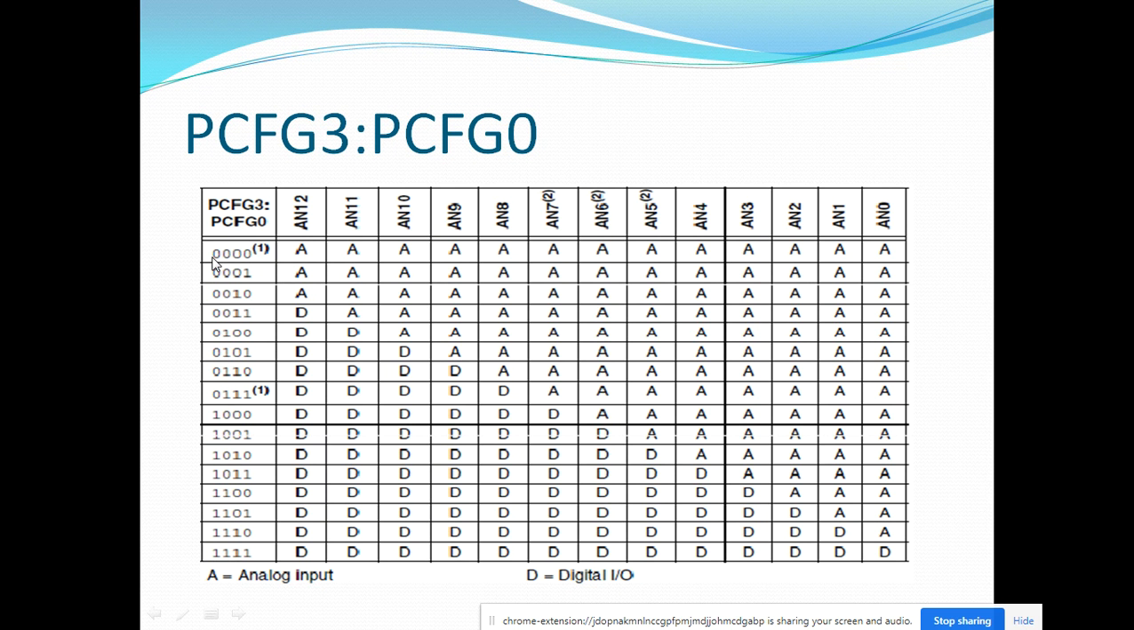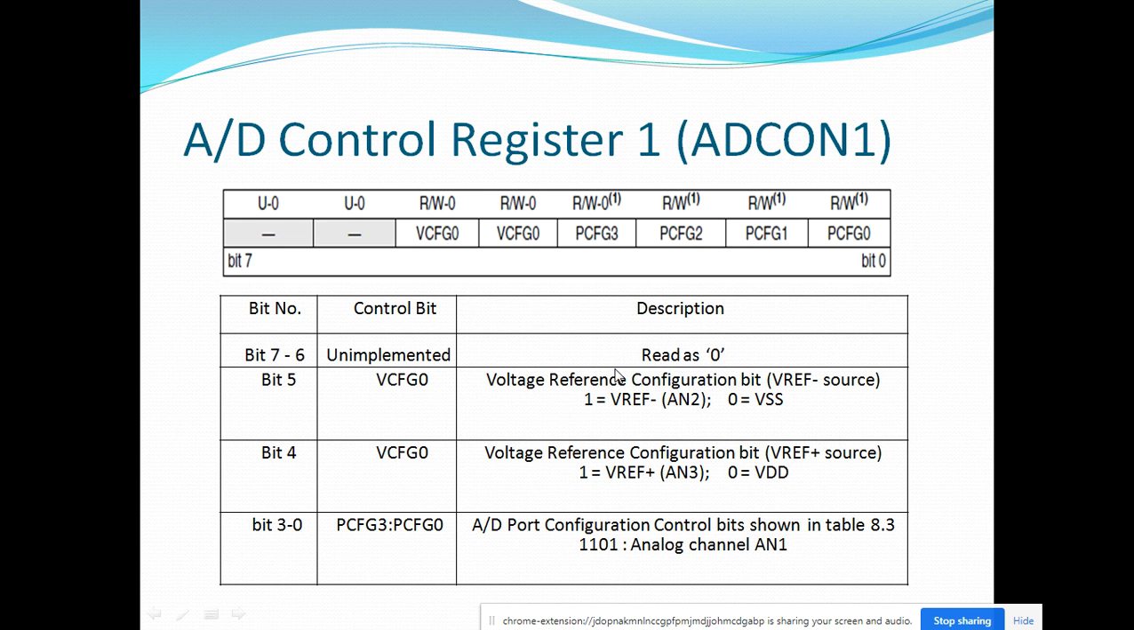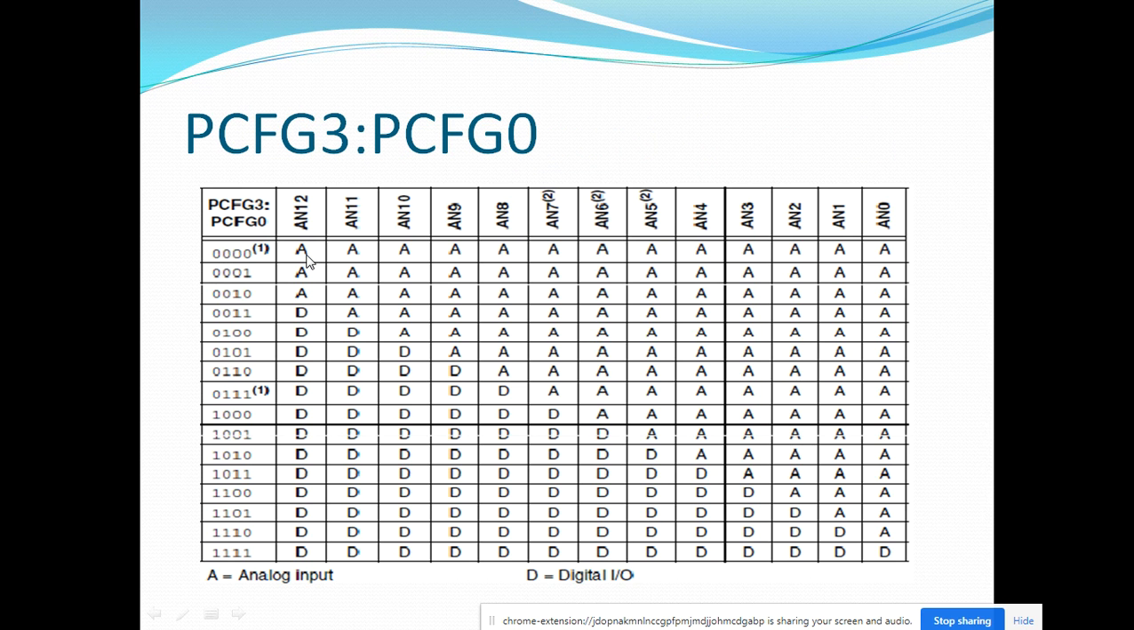So writing 0000 to these port configuration control bits, all the 13 channels are enabled as analog inputs. In the same way, if I write 1111 to all these 4 bits, then I can use these port pins as digital IO. So depending on our need, we can use any channels as analog and the remaining as digital IO.